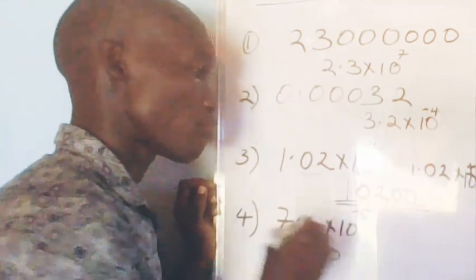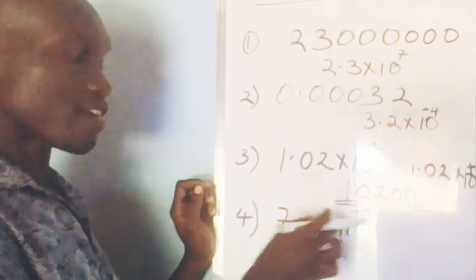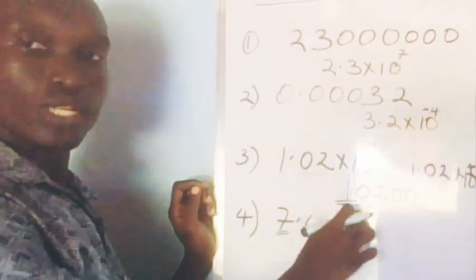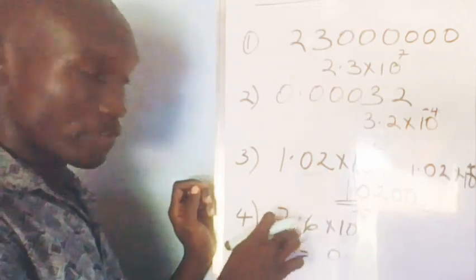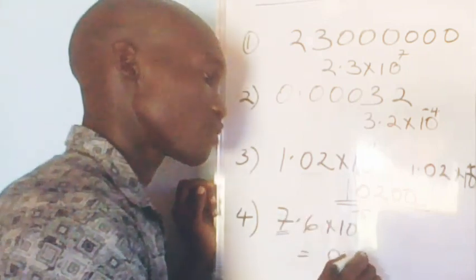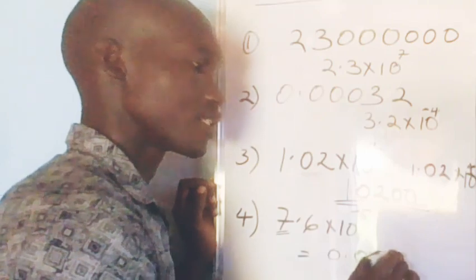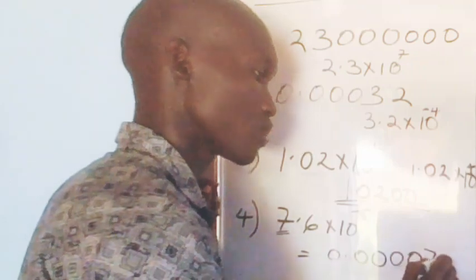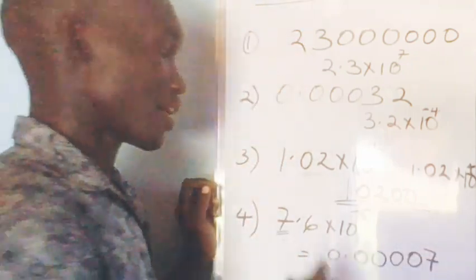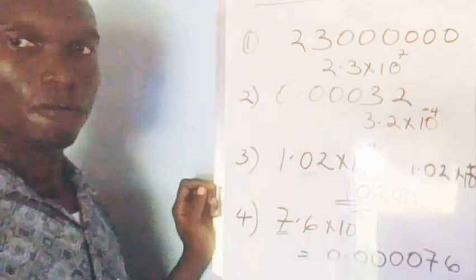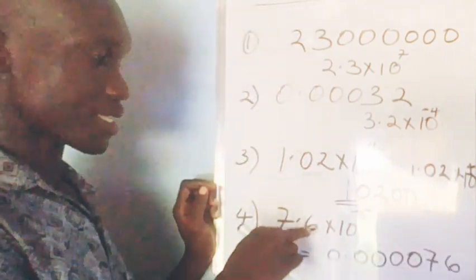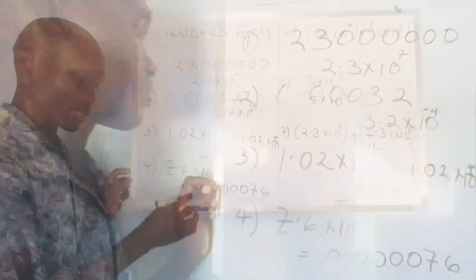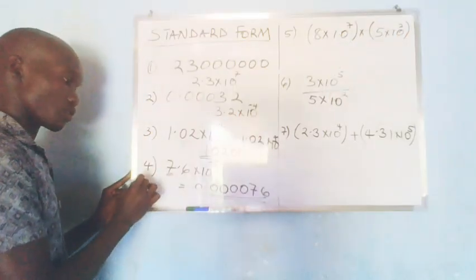So we start with 0 point. Now we include 5 numbers. The fifth number has to be 7, because 7 is included, because 7 is before the decimal point. So we are going to have the first 0, the second 0, the third 0, the fourth 0, and now the fifth 0 is for 7. So we include 7, and then this 6. So 7.6 times 10 raised to power negative 5 will be 0.000076.